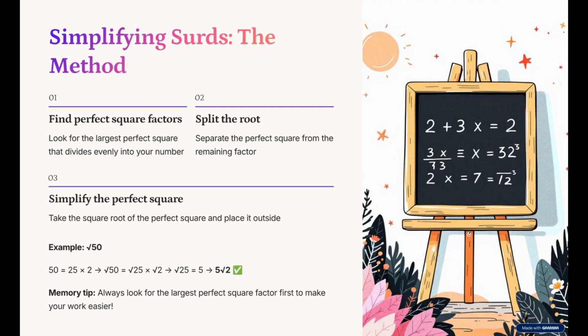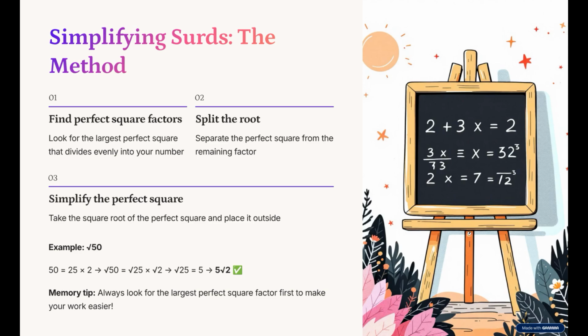Next, we split the root. Square root of 50 becomes square root of 25 times square root of 2. This is just using the rule that square root of a times b equals square root of a times square root of b. Finally, we simplify the perfect square. Square root of 25 equals 5, so the surd becomes 5 square root of 2. A quick tip to remember, always look for the largest perfect square factor first. This ensures your surd is fully simplified and looks neat.